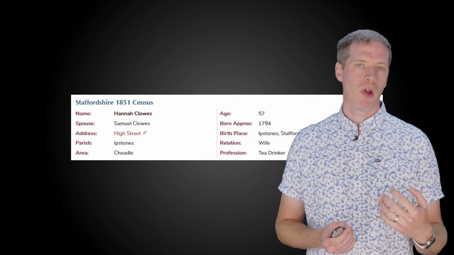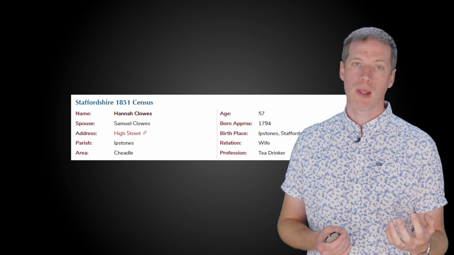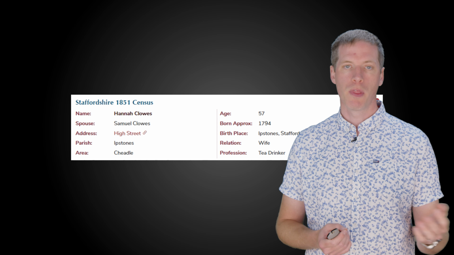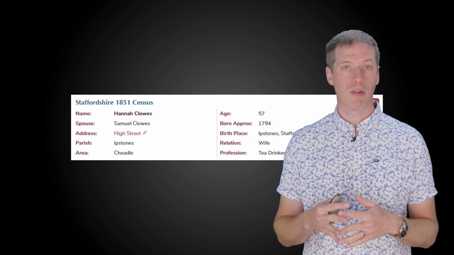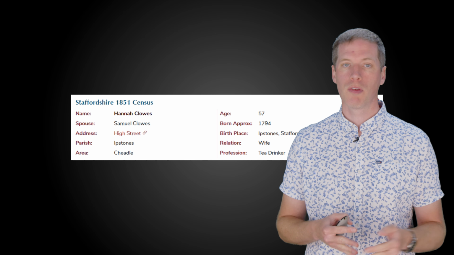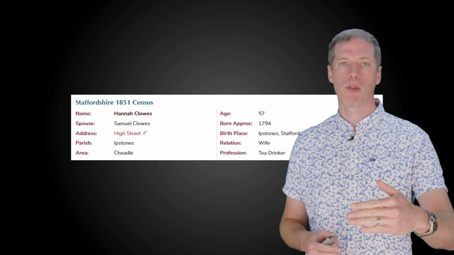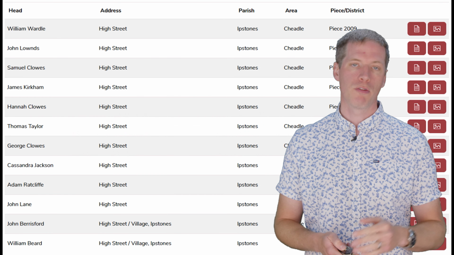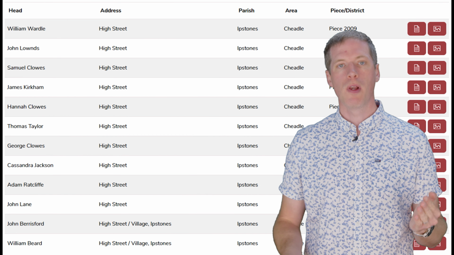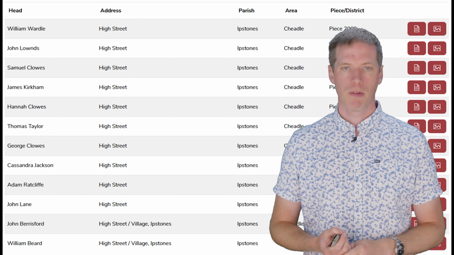And what I do is I really recommend that you click that clickable link for the address whenever you find a new ancestor, because our ancestors lived very close to each other, often on the same street, especially going back throughout the census years. So if you click on High Street in this case, you'll see everyone else who lives on the High Street in that particular year of census.